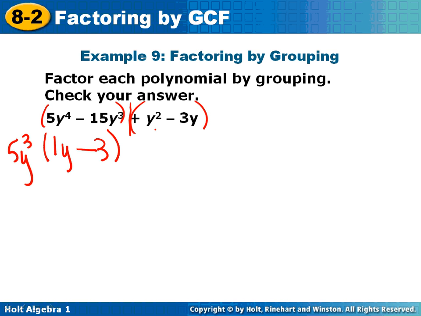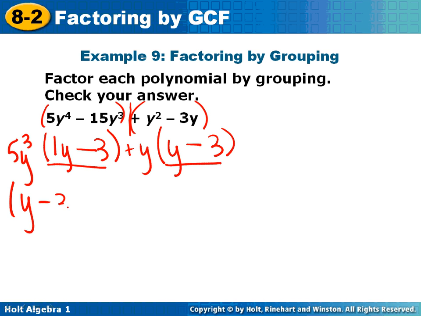Okay, looking at the second part. Y squared and 3y both have a y in common. If you take a y out, that will leave a y, and then y times 3 is 3y. Noticing we both have y minus 3 here, I'm going to take that one out into the front because it's the common factor. Cross it off, and what do you have left? 5y cubed plus y. The end.